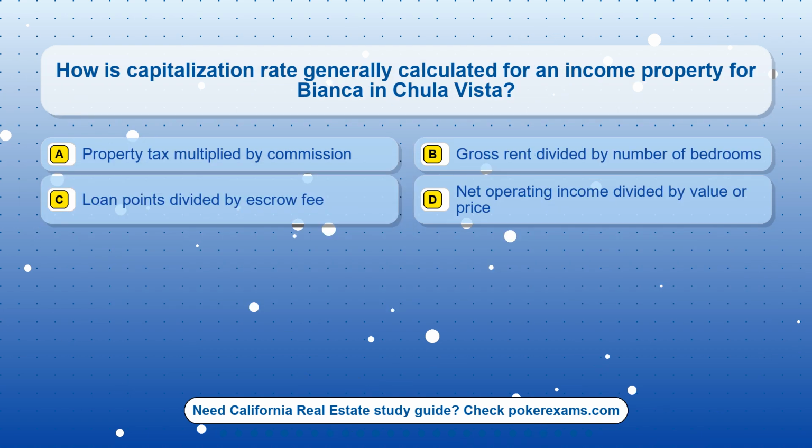Question 13. How is capitalization rate generally calculated for an income property for Bianca in Chula Vista? Option A, property tax multiplied by commission. Option B, gross rent divided by number of bedrooms. Option C, loan points divided by escrow fee. Option D, net operating income divided by value or price.